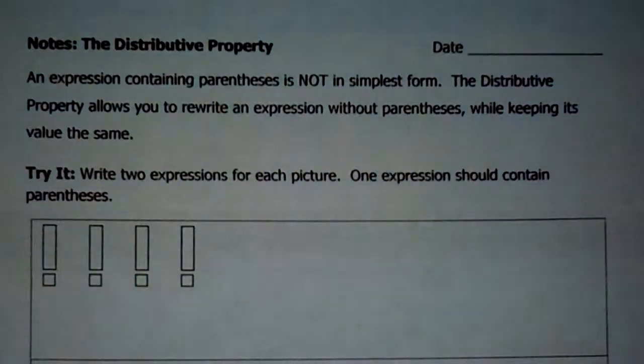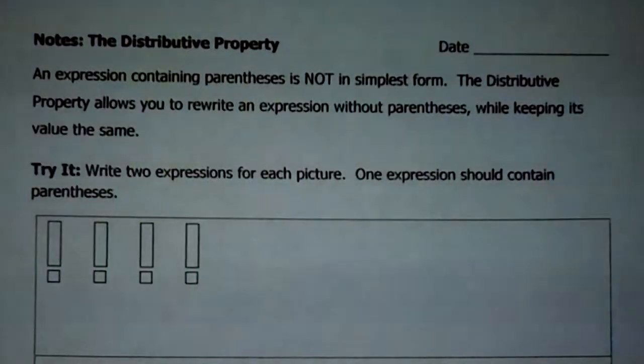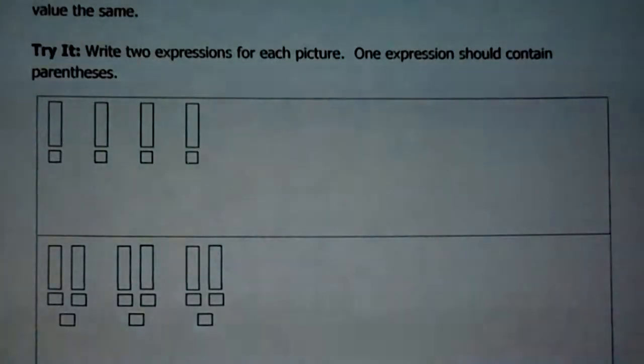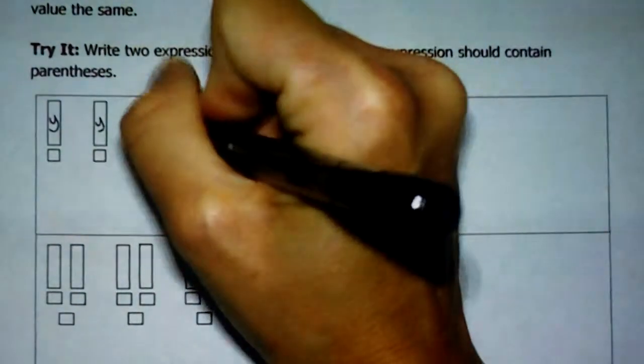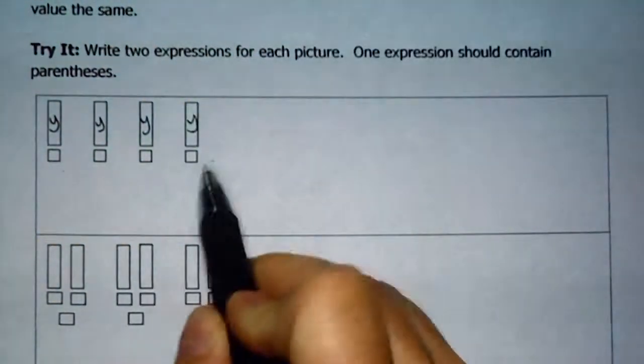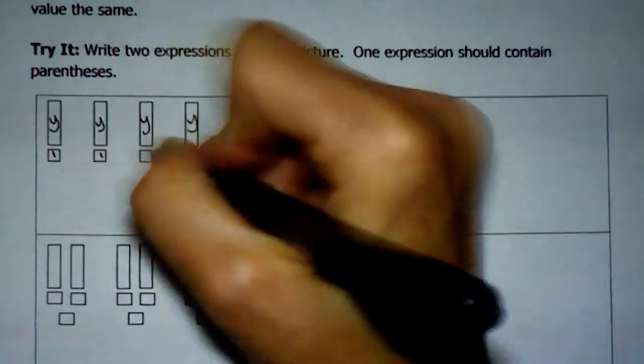So take a look. Our objective is to write two different expressions for each picture, and one of the expressions should contain parentheses and one should not. So let's start with the one without the parentheses because I think that's one we're familiar with. Just picture these as algebra blocks, and let's say that these are the yellow rectangles, and these are the little green blocks that were each worth 1.